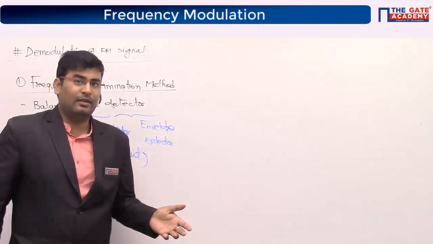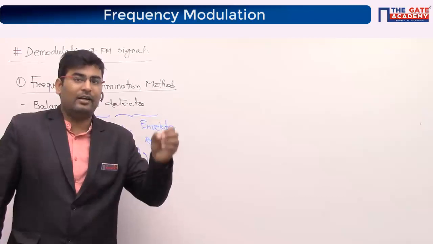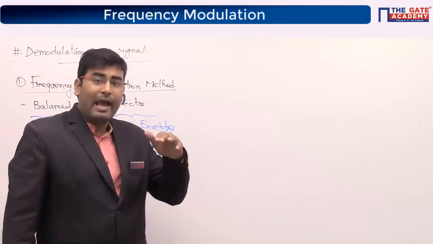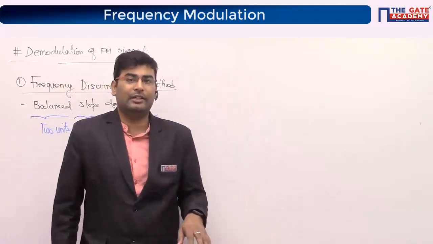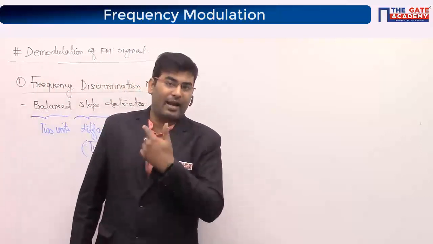So now you can clearly understand how you are discriminating on the basis of frequency to get the message signal. You are using two tuned circuits, right? And both the tuned circuits are tuned at two different frequencies, one above the carrier frequency and one below the carrier frequency. There are two sets of tuned circuits. That's why we call it balanced.